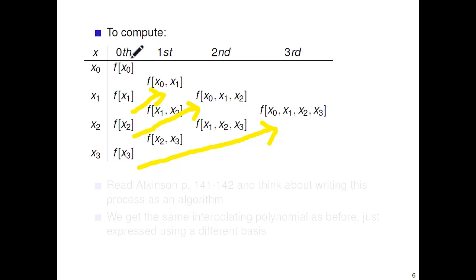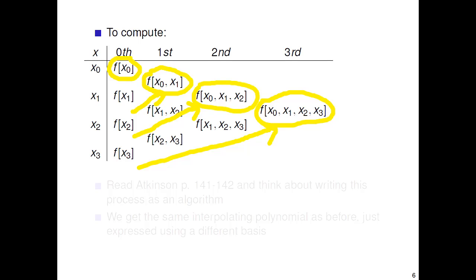And what are our coefficients? Our coefficients are these things at the top of the table. So this is A0. This is going to be A1, A2, A3. So we need the other differences in order to compute these, but these are the only ones that will actually show up in our coefficients, in our polynomial.